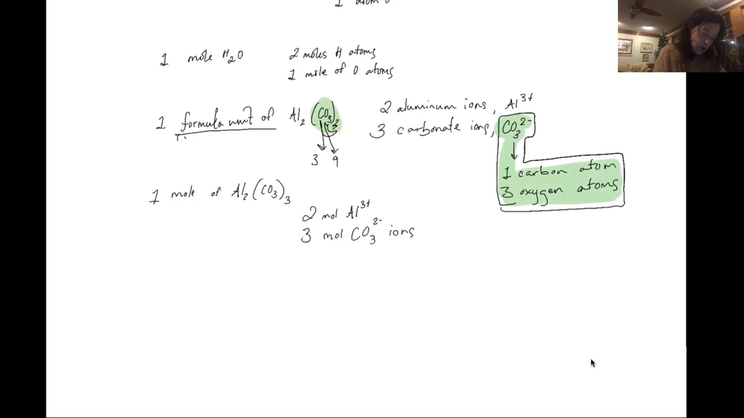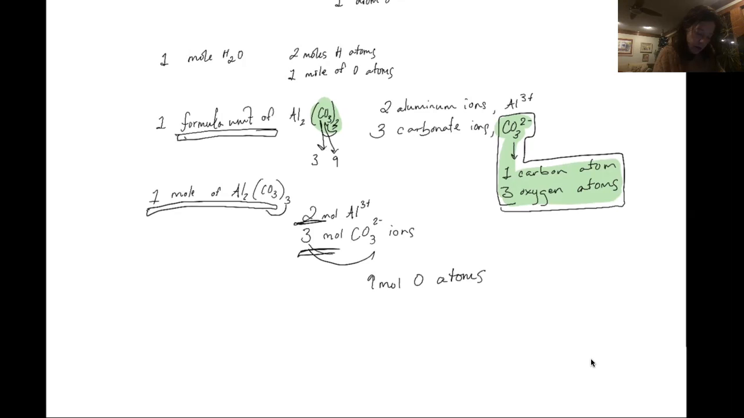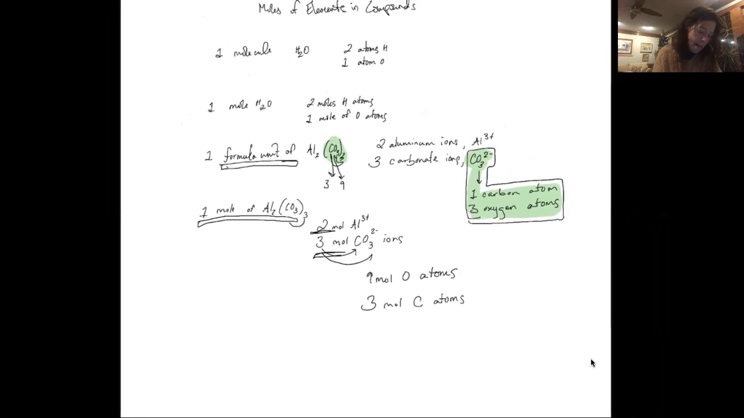And I could not look at this in terms of formula units, but I could look at this in terms of moles. And then I would have 2 moles of the aluminum ions and 3 moles of the carbonate ions, right? Once again, I would have a total of 3 times the 3, which would give me 9 moles of oxygen atoms and a total of 3 moles of carbon atoms. If you don't understand that, I don't want you to worry too much about it. Okay. How would we apply it real quickly?